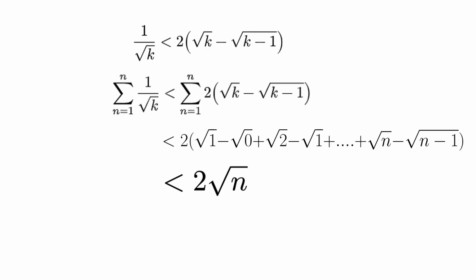This is called a telescoping sum. After all cancellations, only 2 terms survive, negative root 0 at the start and positive root n at the end. Root 0 is 0. So the entire right side collapses to 2 times root n. And that gives us exactly what we wanted to prove. 1 plus 1 over root 2 plus 1 over root 3 up to 1 over root n is less than 2 root n. The inequality holds for all values of n.